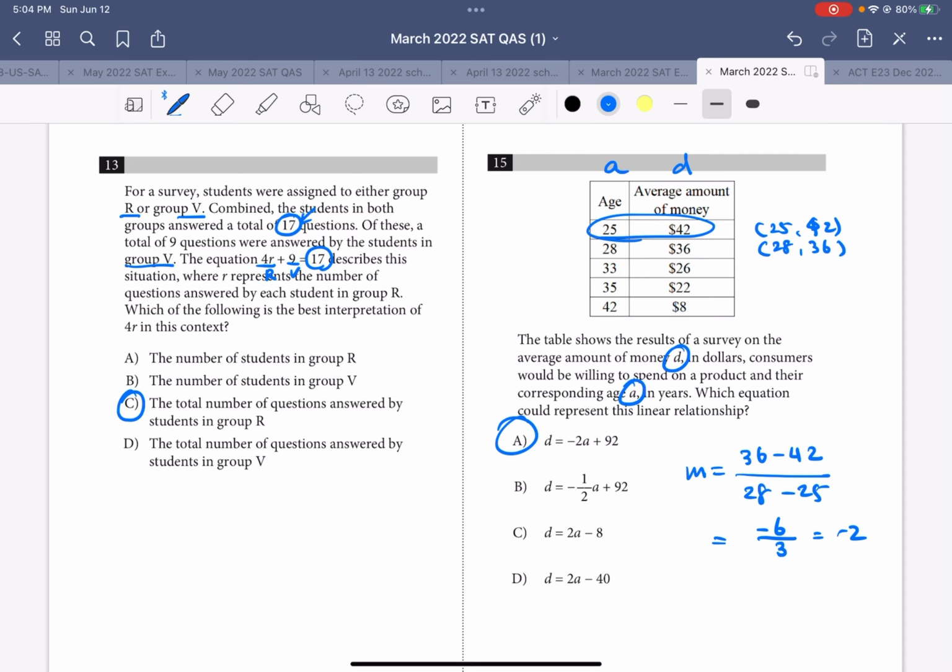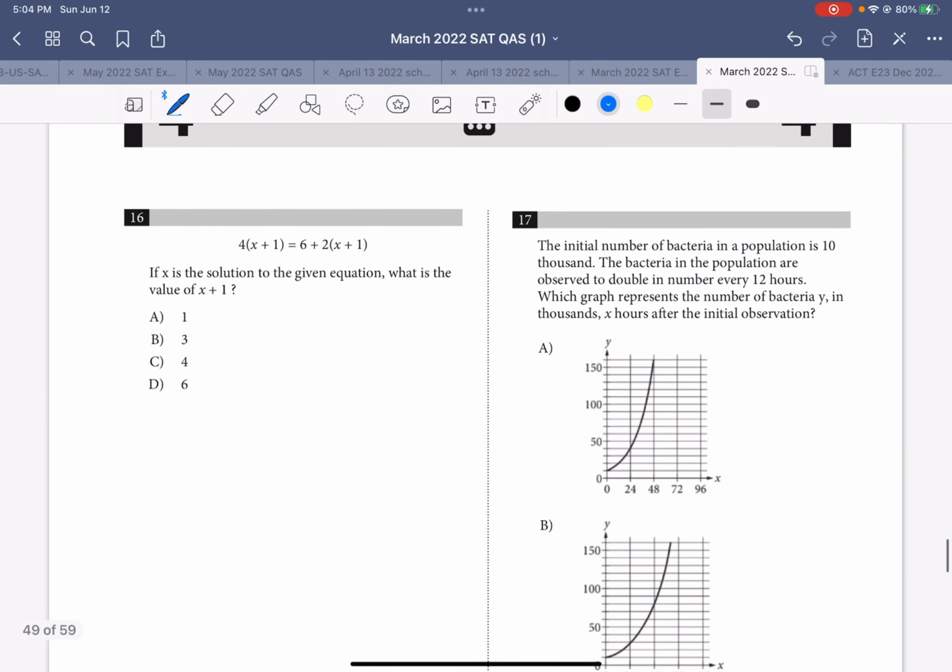Okay, so you can plug in that value. Let's say for number A, 25, you plug in 25 here: negative 2 times 25 plus 92. So negative 50 plus 92, that is 42. So that works like that. And then you can check if you want more data in the table. Okay. Now, number 16.